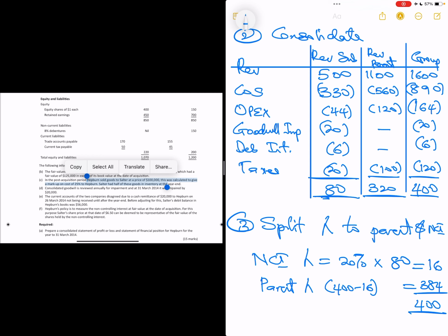And that is it for Hepburn. I'm going to solve another question in the next recording, still on consolidated profit or loss and other comprehensive income.